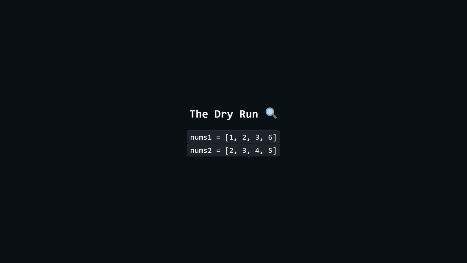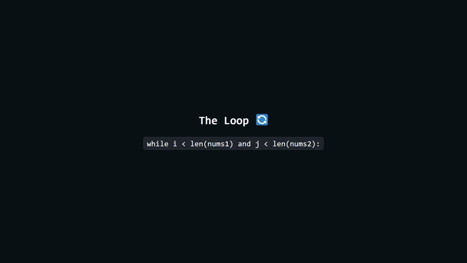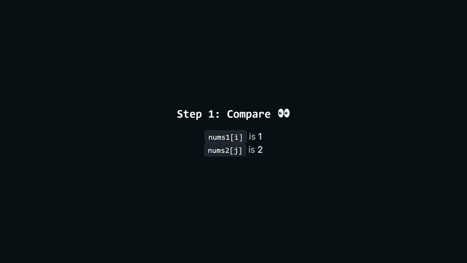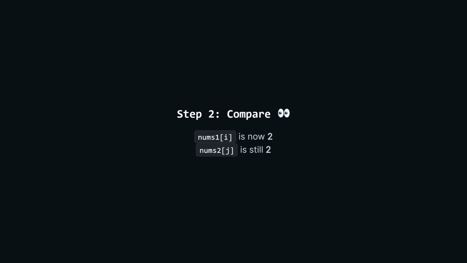Let's run a slightly bigger example through our logic. Here are our two lists. We start by creating two variables, i and j, both set to 0. These are our two fingers, starting at the very beginning of each list. We enter a loop that keeps going as long as both of our fingers haven't fallen off the edge of their respective lists. In our first check, i is pointing at a 1, and j is pointing at a 2. They don't match. Since 1 is smaller than 2, we increment our i pointer to move it forward in the first list. The loop restarts.